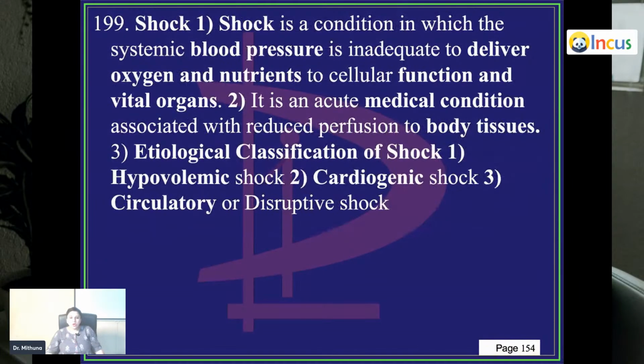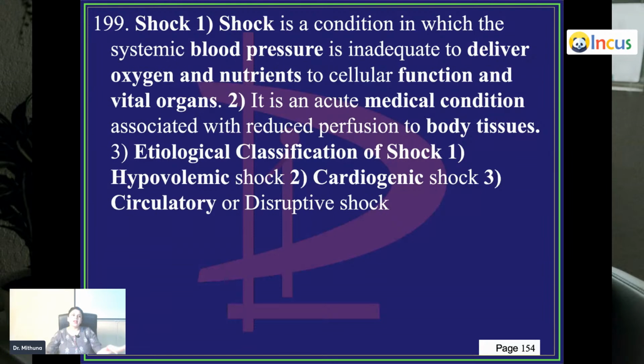Shock, again, what is shock? Shock is a condition in which systemic blood pressure is inadequate to deliver oxygen and nutrients to cellular function and vital organs. It is an acute medical condition associated with reduced perfusion to the body tissues. So shock is a condition in which the systemic blood pressure, not the portal, systemic blood pressure is inadequate to deliver oxygen and nutrients to all the cells around and vital organs.